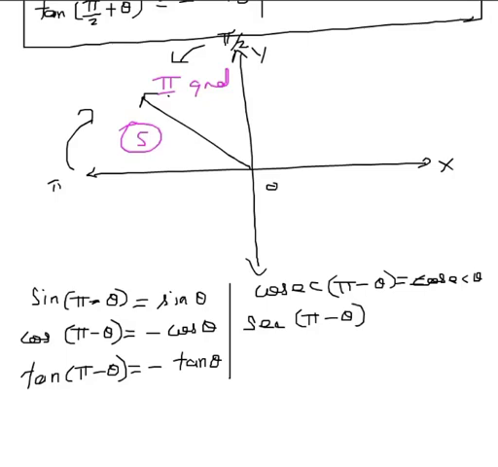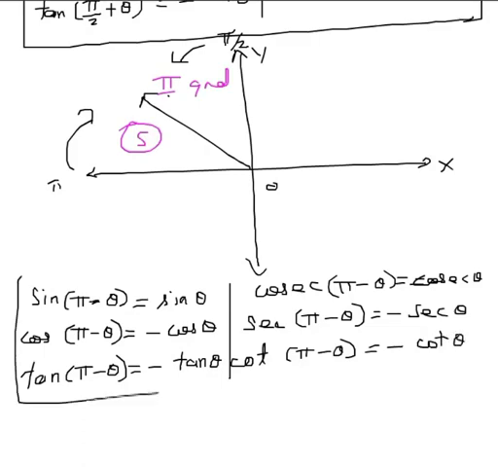Secant pi minus theta, second quadrant angle. Secant is negative. Because of pi, don't change the ratio. The answer will be minus secant theta. Then cot. Pi minus theta is the second quadrant angle. In the second quadrant, cot is negative. And for pi, we don't change the ratio.